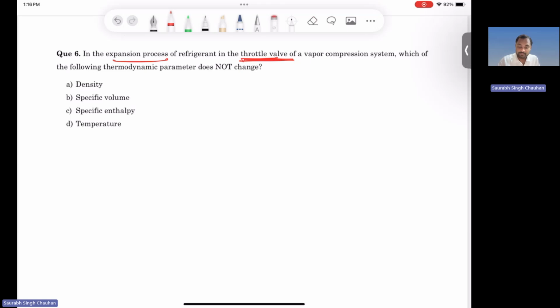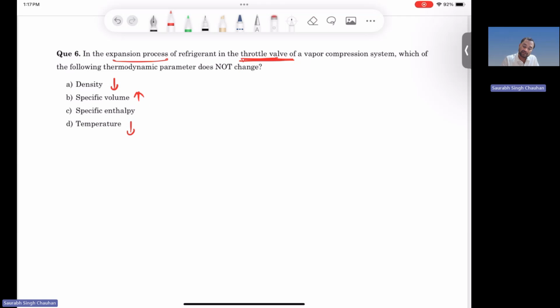You want to cool down your refrigerant, and that reduction of temperature occurs during the expansion process. So the temperature during the expansion process decreases. That is also not constant. So density during the expansion process decreases. Specific volume during the expansion process increases. Temperature during the expansion process again drops. So density drops, specific volume increases, and temperature also decreases.